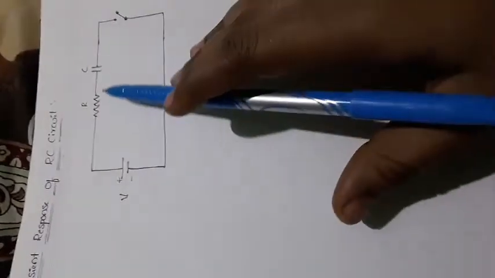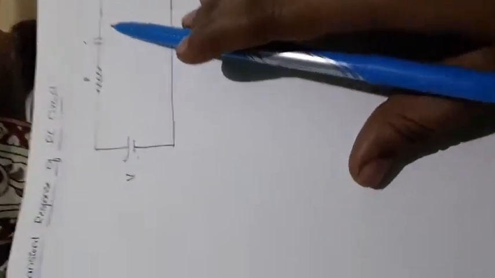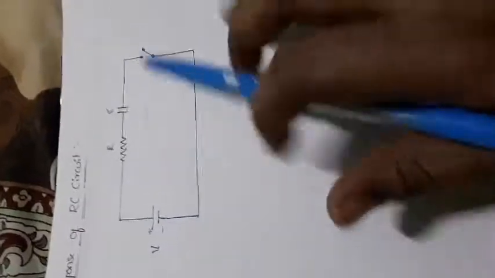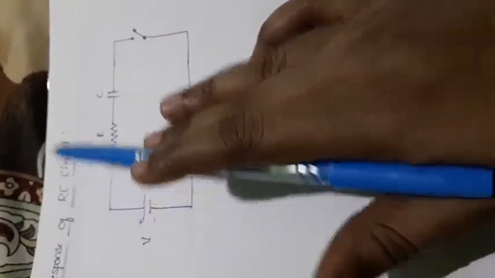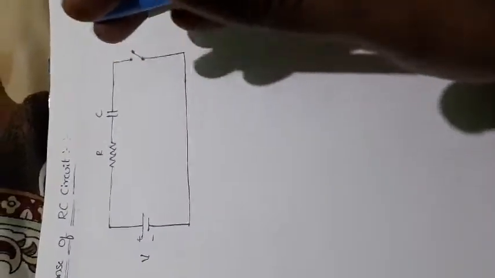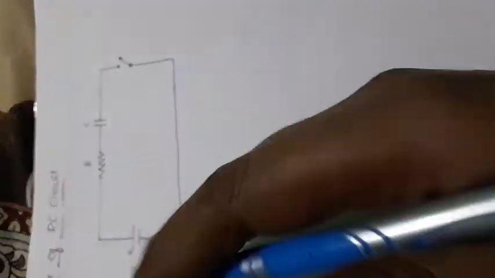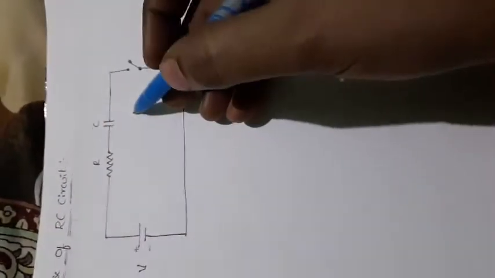So how to find this timing response for the RC circuit? First of all, we need to observe the circuit diagram. This circuit diagram is generally made up of resistor and capacitor components. That means the inductor component will be eliminated. In place of the RL circuit, the inductor will be replaced with a capacitor here.